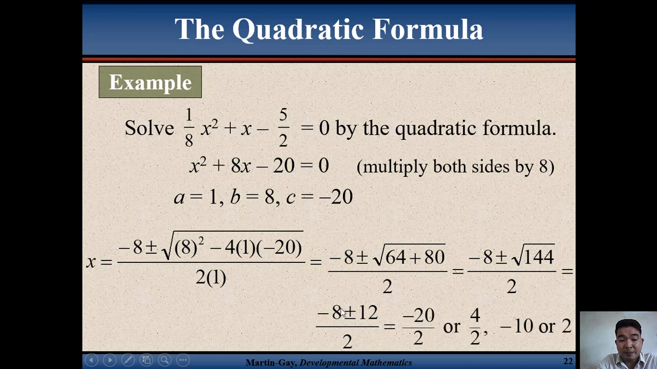Simplifying it, you will have negative 8 minus 12, which is negative 20, divided by 2, which is equal to negative 10. And the other one is negative 8 plus 12, which is equal to 4, divided by 2, which is equal to 2. So the values of x are negative 10 or 2.